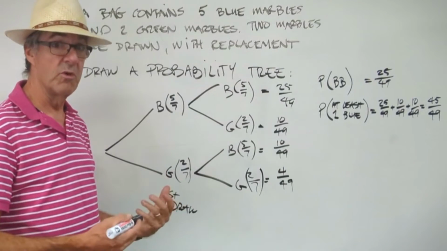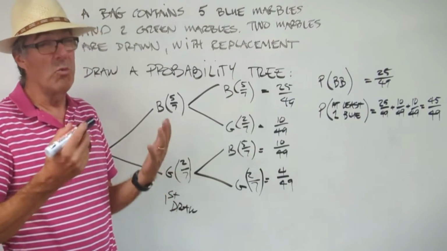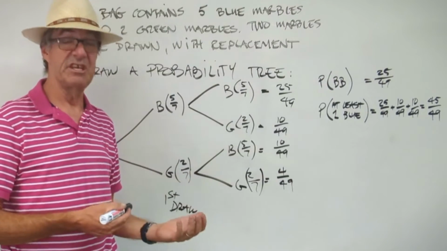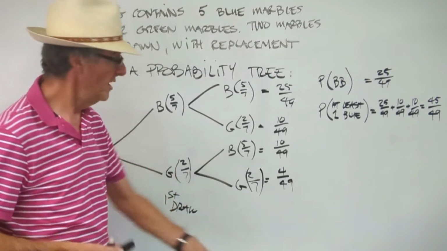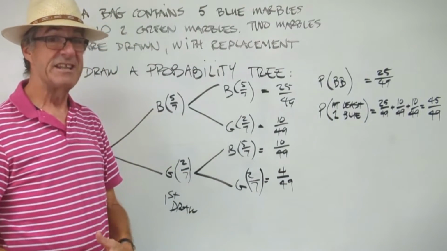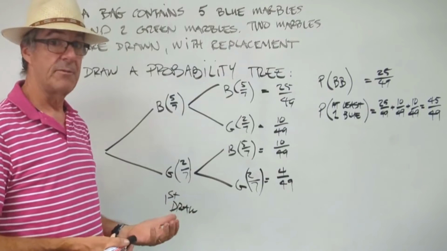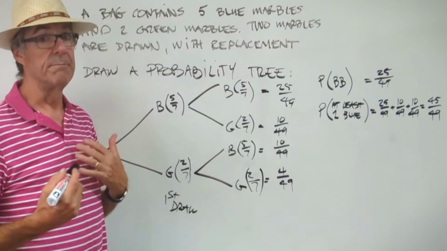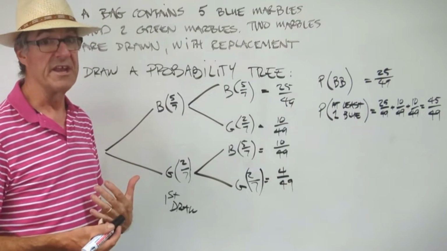Okay. So the shorter way is to realize there's only one probability that doesn't give you at least one blue, and that's this one, 4 over 49. So you can subtract that from 1 to get the probability of at least one blue. So that's another way to go.